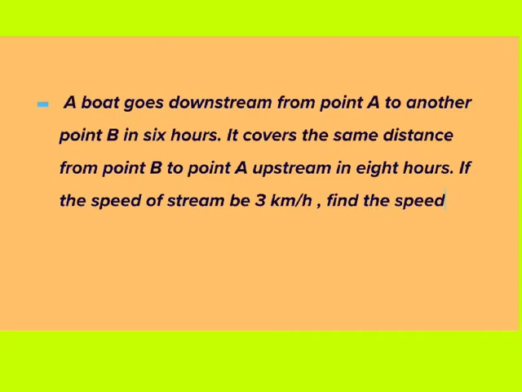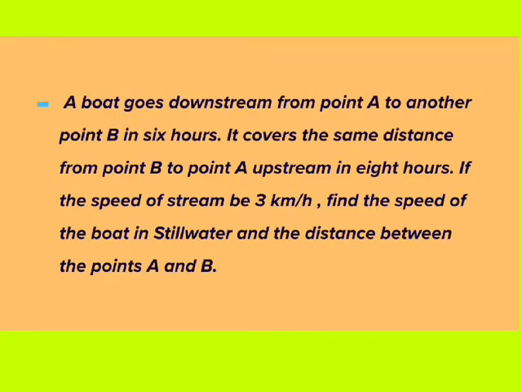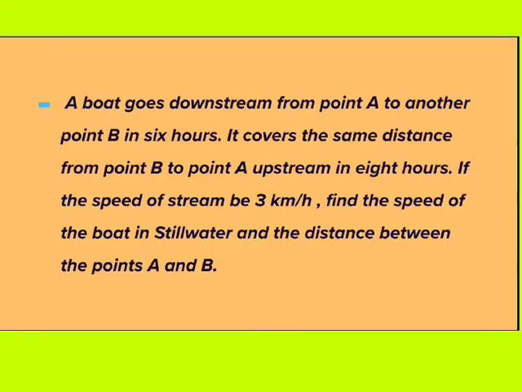Now let us discuss a second problem, which is: a boat goes downstream from point A to another point B in 6 hours. It covers the same distance from point B to point A upstream in 8 hours. If the speed of the stream is 3 km per hour, find the speed of the boat in still water and the distance between points A and B.